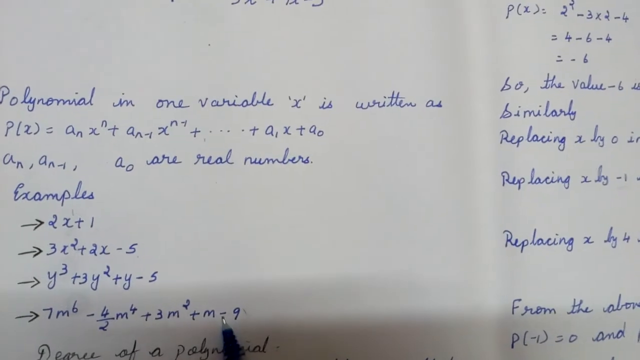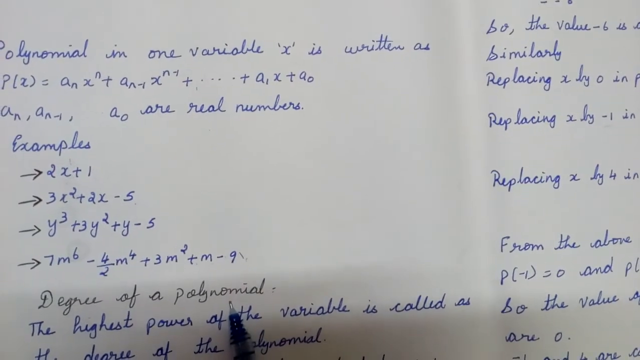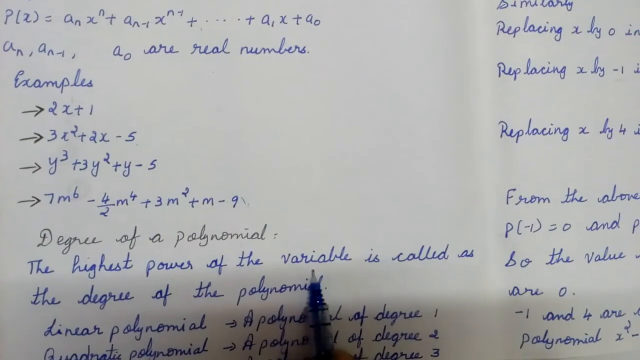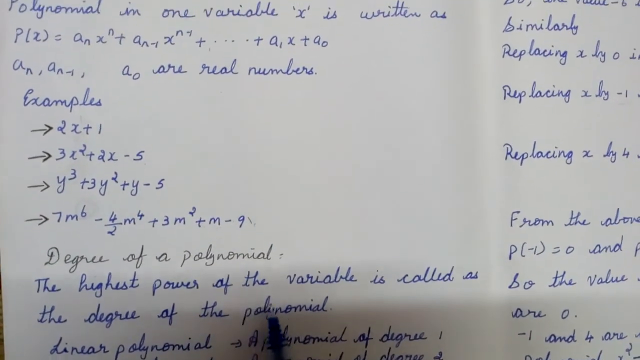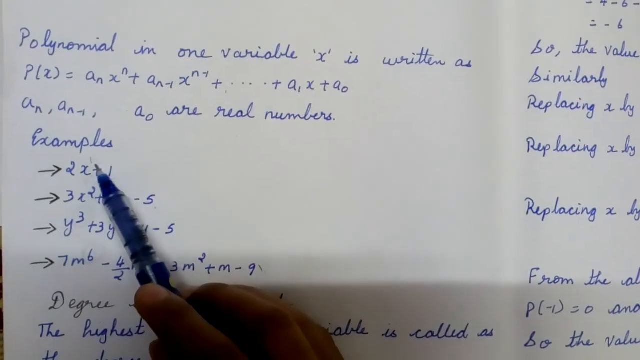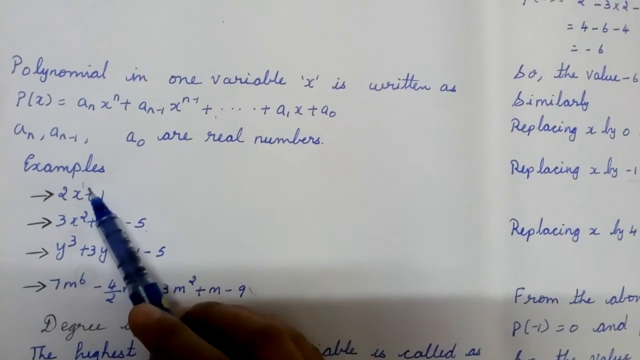The next concept that we are going to see is the degree of a polynomial. What is meant by the degree of a polynomial? The highest power of the variable is called as the degree of the polynomial. Now, when you consider this example, the highest power of x is 1. So, 1 is the degree of this polynomial.